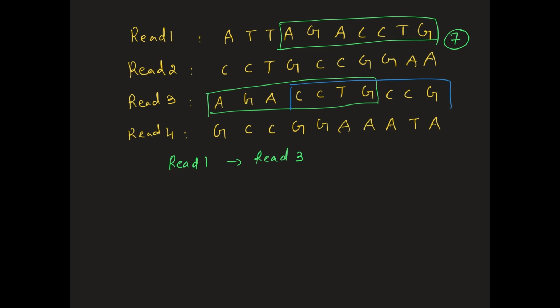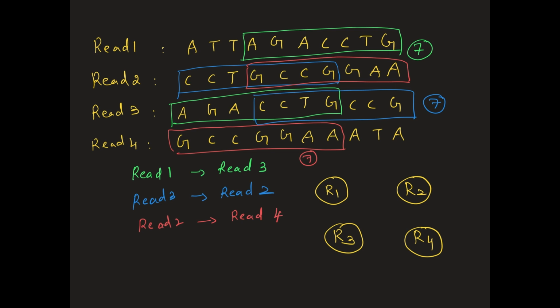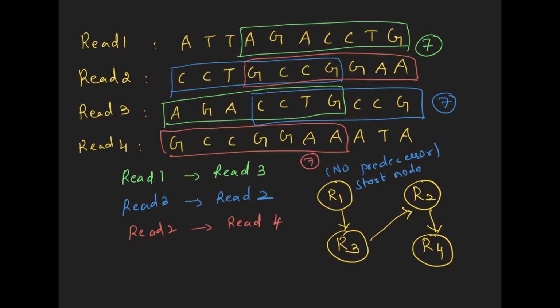Next, read 3 ends with this, which matches the beginning of read 2, so we record read 3 to read 2. Then read 2 ends with this, which matches the beginning of read 4 with an overlap of 7. So we record read 2 to read 4. Now we determine the starting read. The start must be the read that no other read overlaps into. Read 3 has a predecessor, read 1. Read 2 has a predecessor, read 3. Read 4 has a predecessor, read 2. Only read 1 has no predecessor, so that must be the beginning of the chromosome.